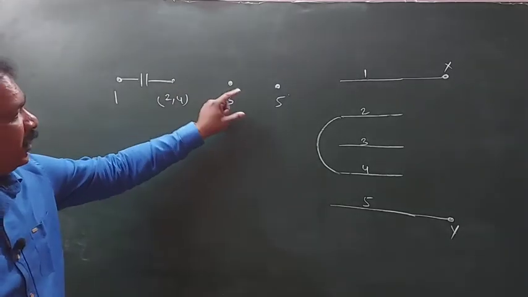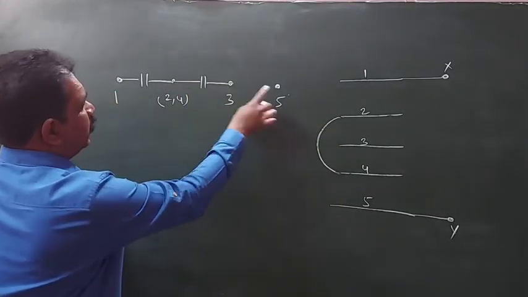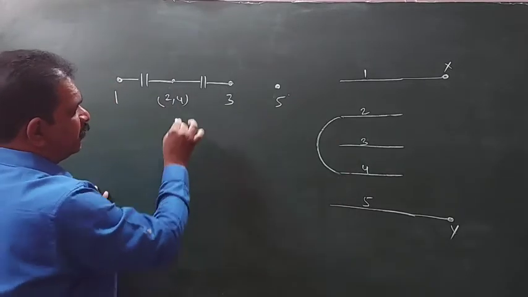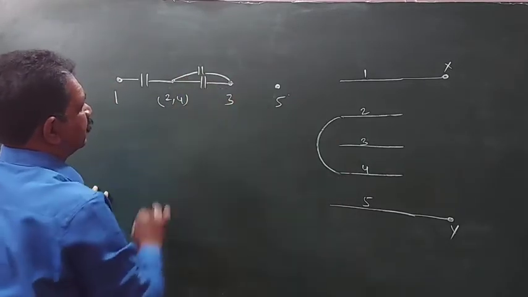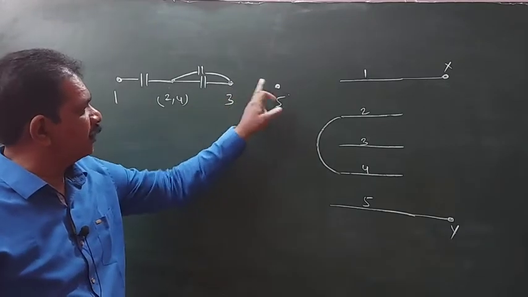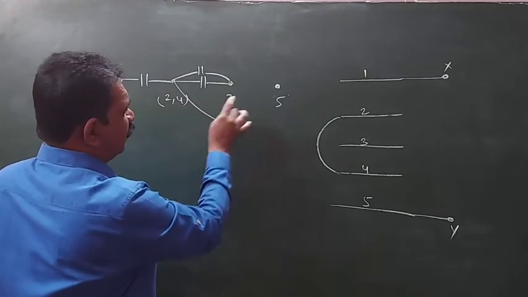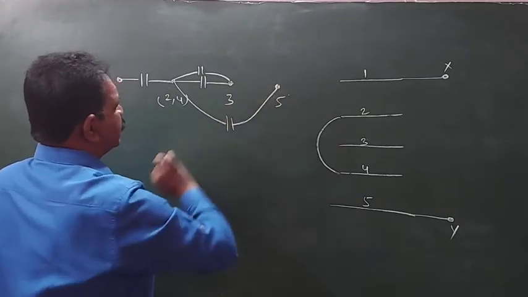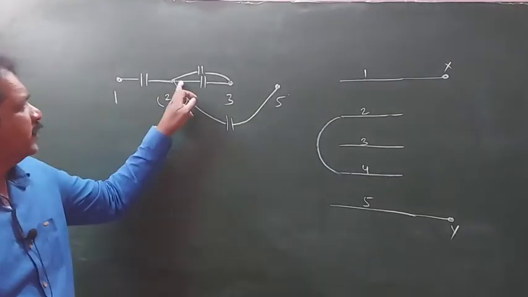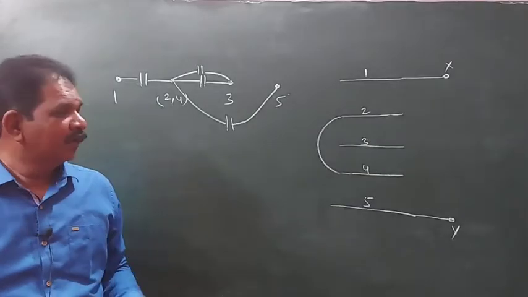Next, 2, 3, 1 capacitor. 2, 5, no capacitor. 4, 3, 1 capacitor. Next, 3, 5, no capacitor. And this value 2, 5 and 4, 5, this is 1 capacitor. Like that we had to take. Understanding? So this is ineffective. Only 2 capacitors will be there.